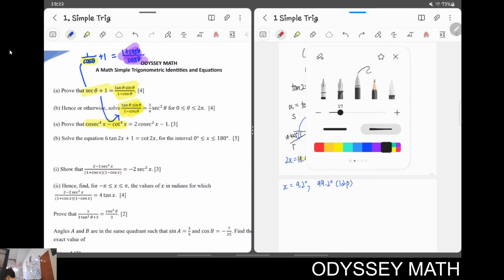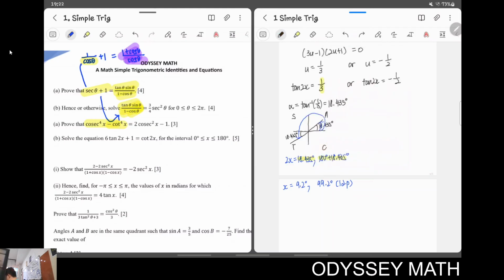Okay, let's move on to tangent 2x equals to minus half, sorry. So alpha equals to tangent inverse 1 over 2. So this is equals to, okay, remember to put in the positive, not the negative. So 3 dp, 26.565 degrees. And then we have our 2x to be equals to, okay, sorry, before that, ASTC now. Tangent is negative this time. So ASTC, it is in the second.